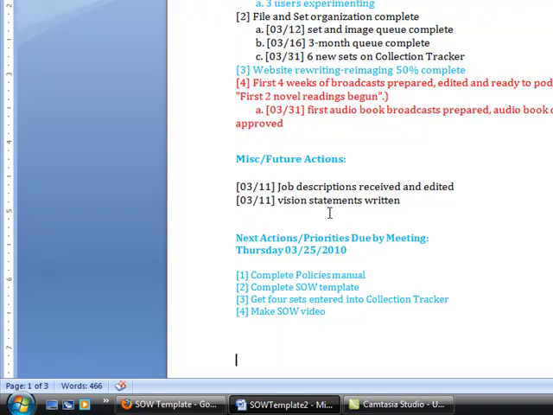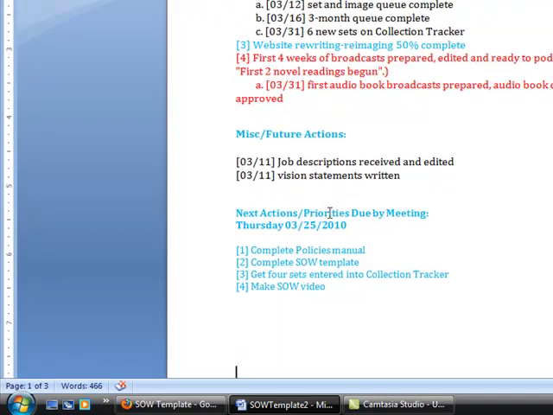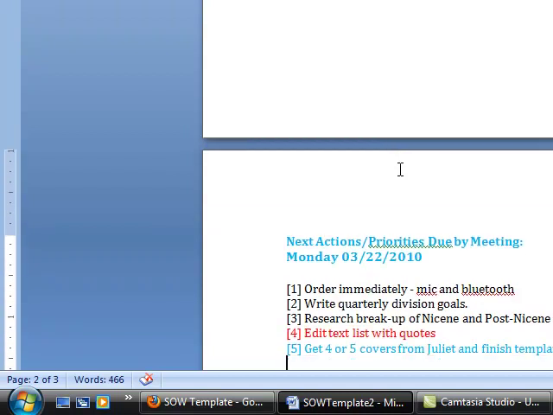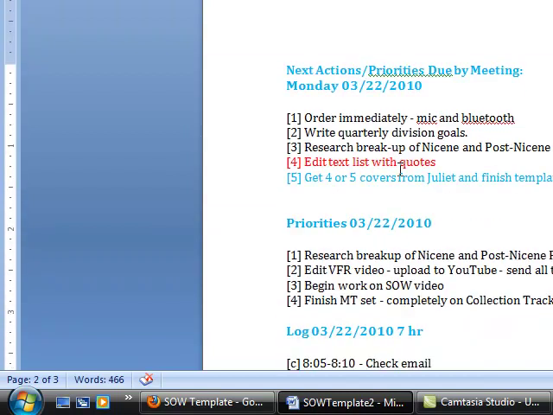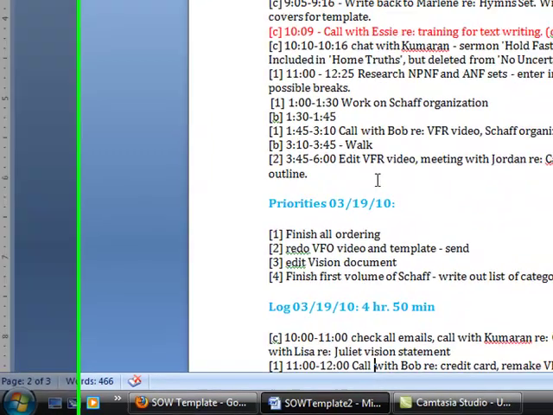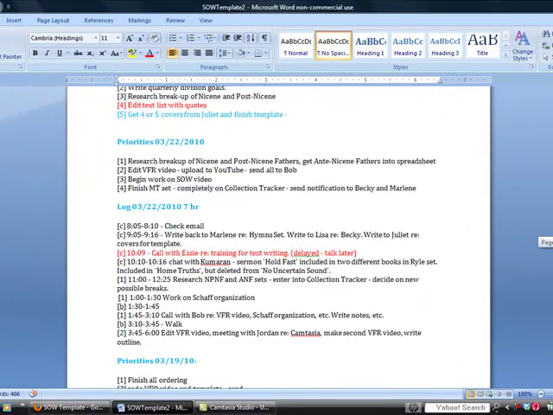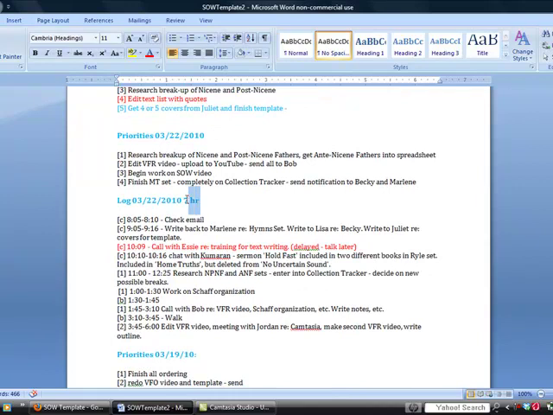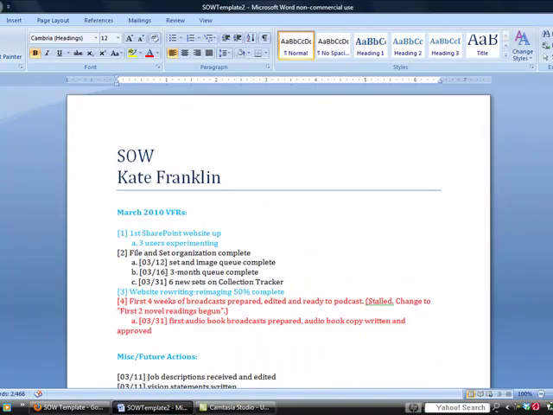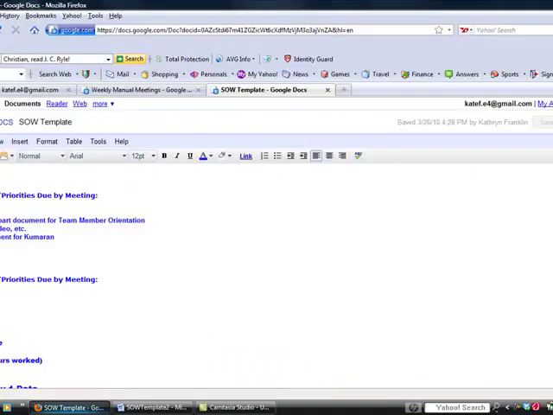Every day you're going to have priorities, log, since the last meeting. Here's our example. Next actions priorities due. Monday we have priorities, log, priorities, log. And then also next to the log, we have the hours that you have worked. I'm going to show you how I normally keep my SOW. This is a practical little tidbit that should be able to help you.